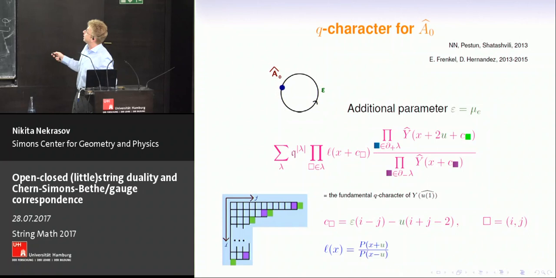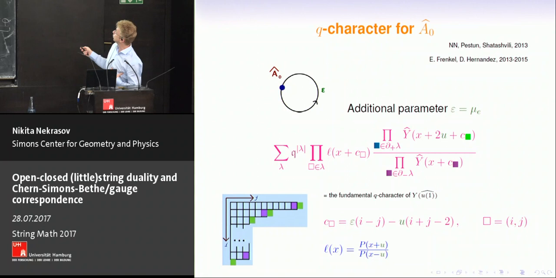It has one vertex and one loop, so it roughly corresponds to the U1 Kac-Moody algebra. And instead of the simple formula with two terms, y plus 1 over y, here the formula is a sum over all partitions, all Young diagrams. For each Young diagram, you get some rational expression of these generalized eigenvalues with arguments shifted depending on the contents of various boxes in the Young diagram.